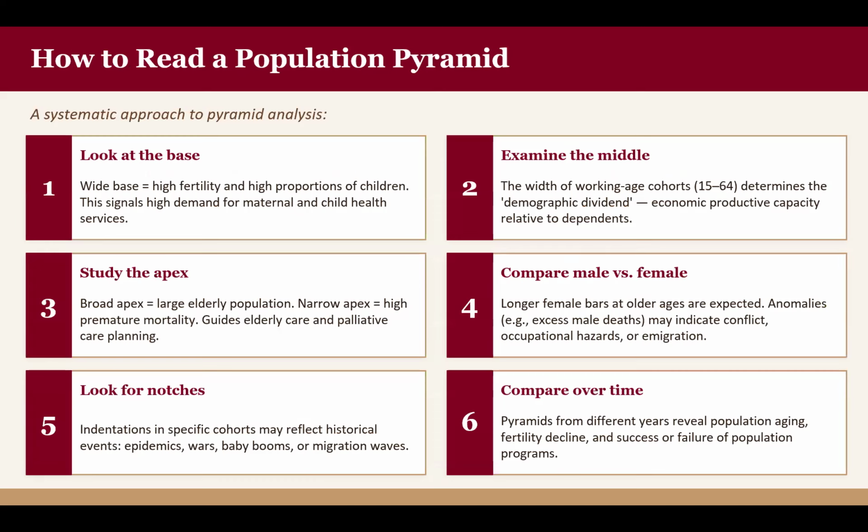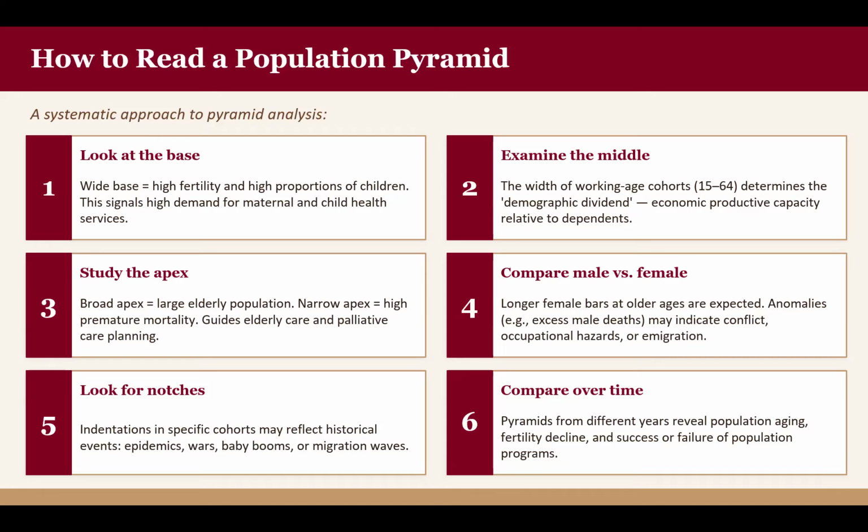So these are some important tips on how to read a population pyramid. First of all, look at the base. See if the base is wide, which shows high fertility and a high proportion of children. Then examine the middle portion. The width of the working age cohort, 15 to 64, determines the demographic dividend, the economic productive capacity relative to dependents. And Pakistan currently has a very good demographic dividend.